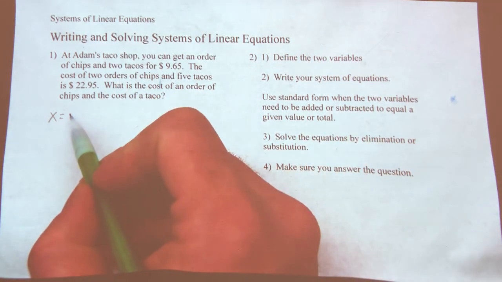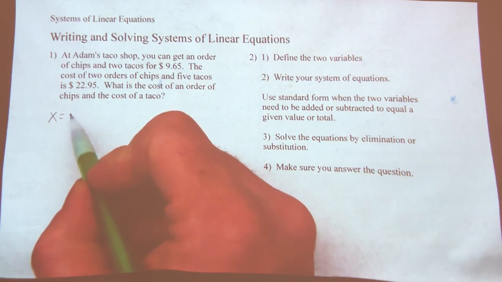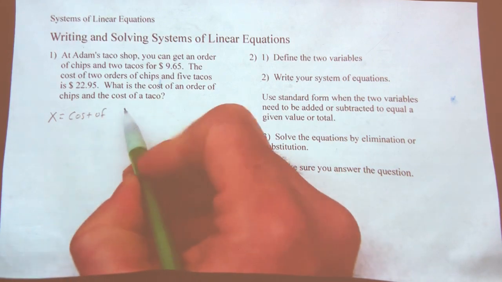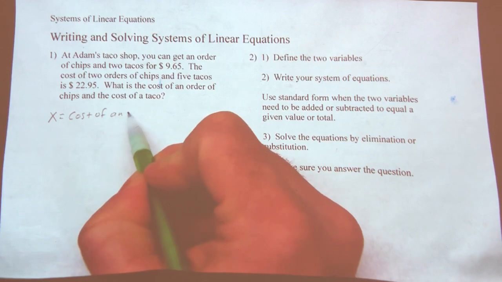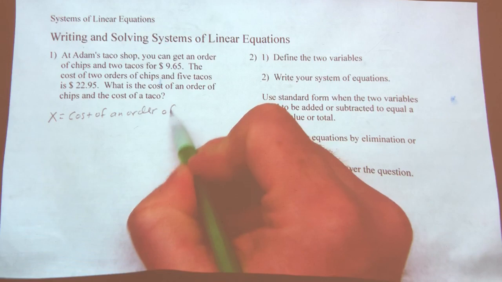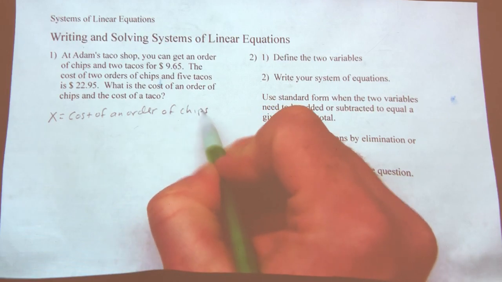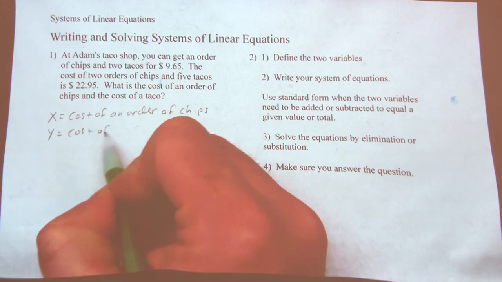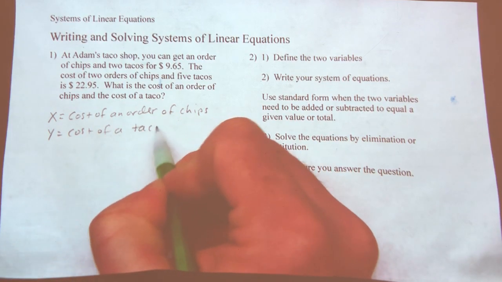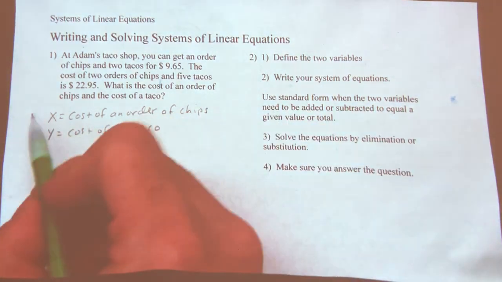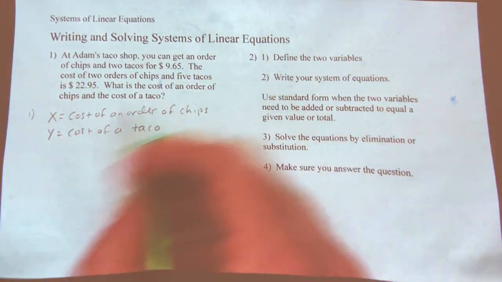So we'll say x is going to represent the cost of an order of chips, and you want to be really specific. And y is going to represent the cost of a taco. So that's our first step. We'll put a little number 1 here to go with that number 1 over there.